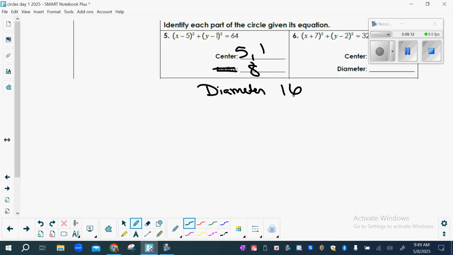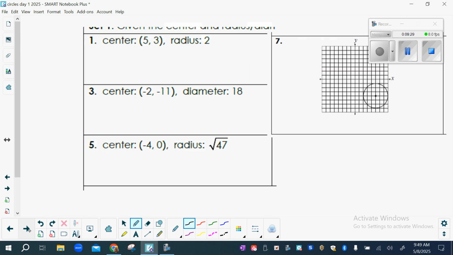So is the diameter like a quarter of... No, it is double the radius, and the radius is the square root. So you got to be really careful. First, you got to square root it because that's not halving or quartering, and then double. Good question. Okay, so we're going to do 1 and 3 again.